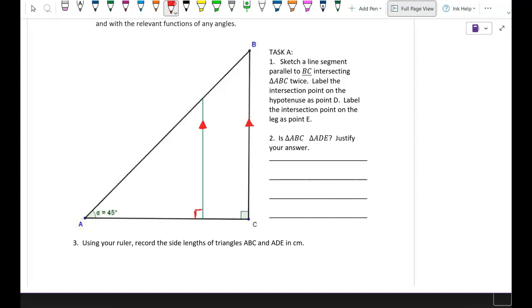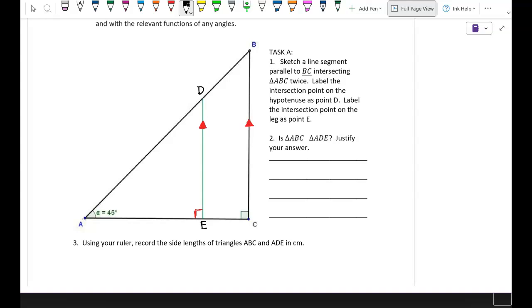It said label the point on the hypotenuse as D. So up here is going to be labeled point D, and the other one as point E. Again, as long as your segment is parallel to BC, it doesn't have to be drawn in the exact same spot as me, because we're going to show that through the ratios it will all work out.